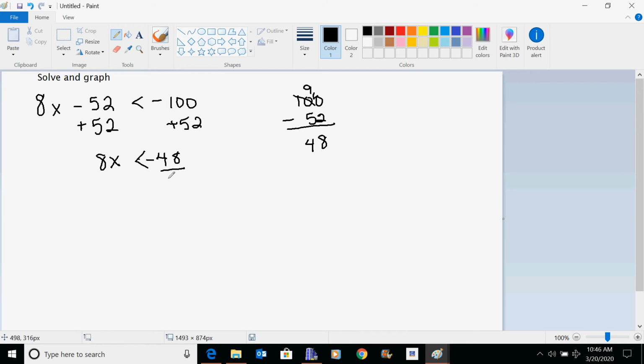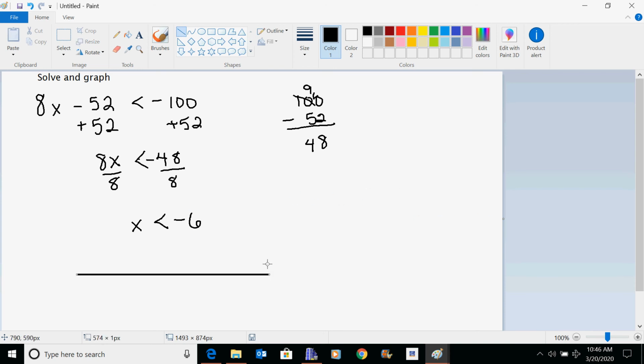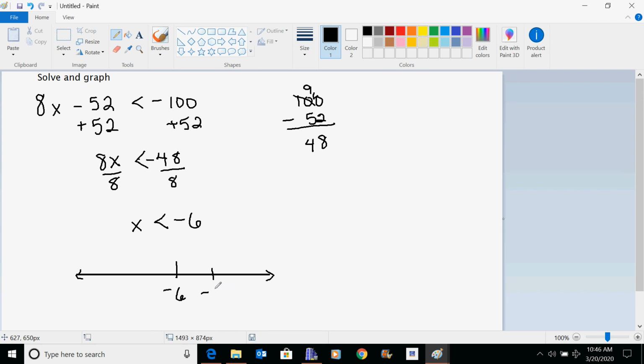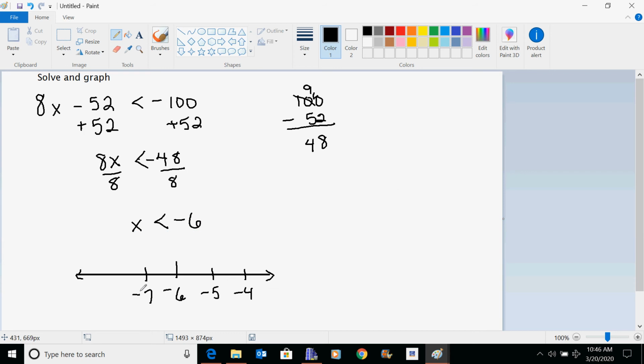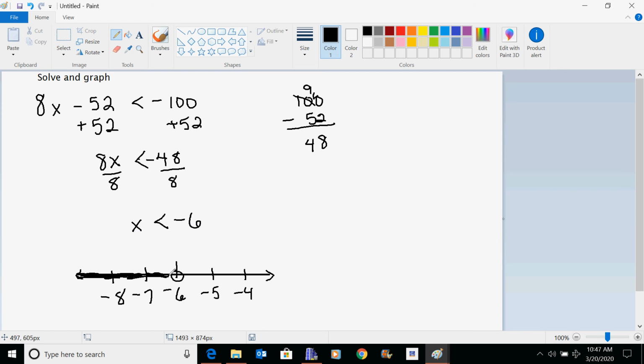So when we divide by 8, x is less than -6. And so we then, it said solve and graph, so we need to make our graph here at our -6. Remember, your number line goes up in this direction and it goes down in this direction. And the less than side is over here. So we're making sure that we show that all of the answers to this question belong over here.